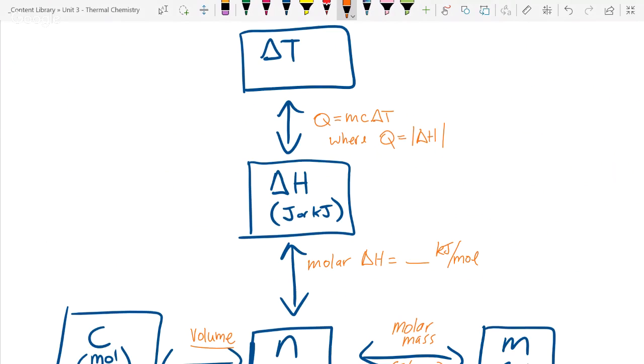By the way, a negative delta H, is that energy released or energy absorbed? Oh, good, we disagree.